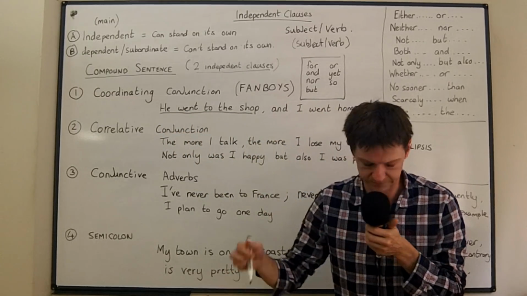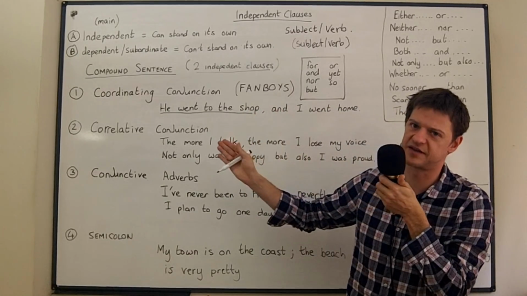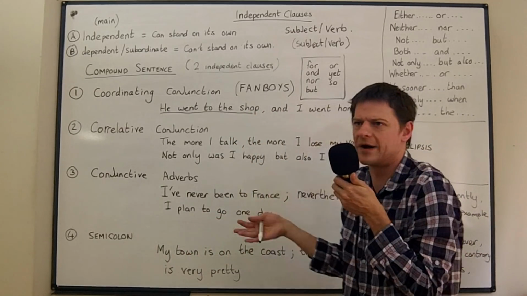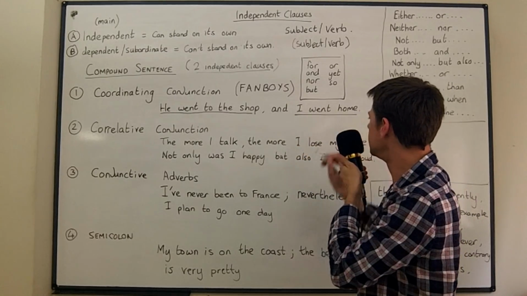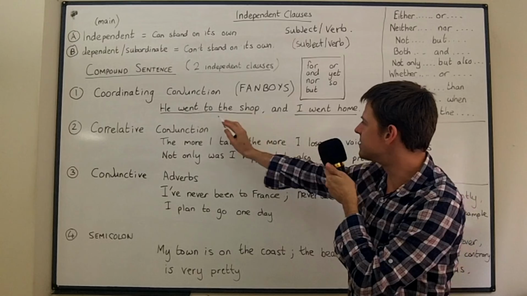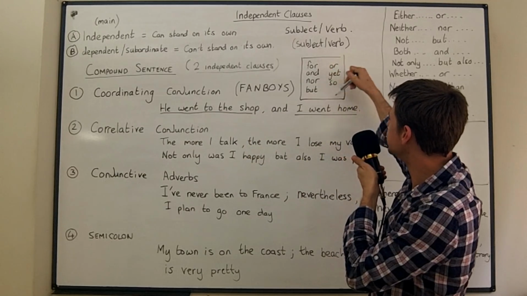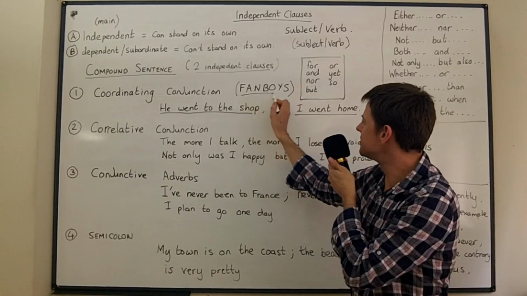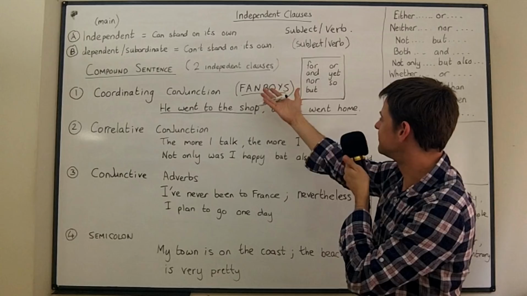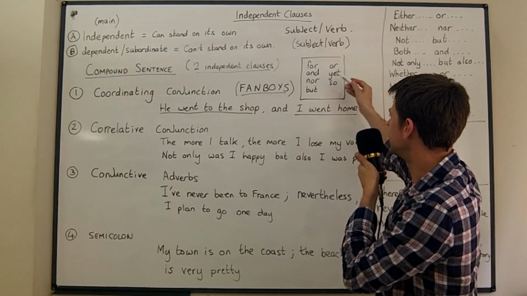This is the first independent clause. He went to the shop. Now notice we can put a full stop there and it makes perfect sense. He went to the shop. You're not waiting for any more information. And we join it to I went home. And the way we join those two independent clauses is with one of our coordinating conjunctions, of which there are 7. You can remember them using this memory aid, fanboys, but you may just remember them like this anyway.